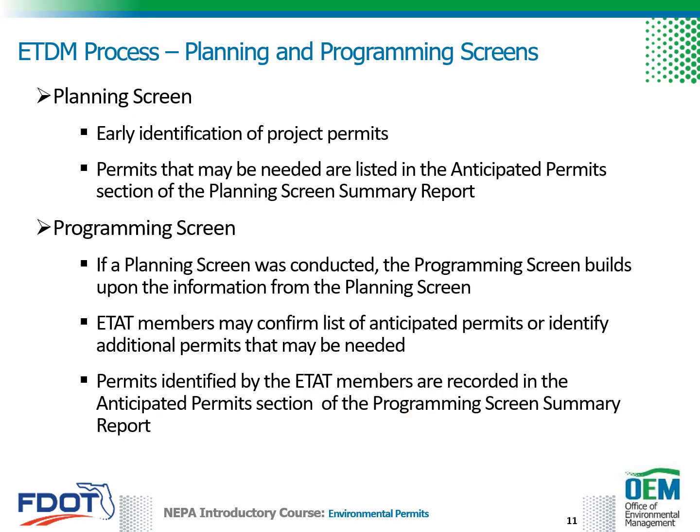The planning screen generates documentation and support information that facilitates the identification of permits anticipated to be needed. A list of anticipated permits can be found within the Anticipated Permits section of the planning screen. If a planning screen was conducted, the programming screen builds upon the information from the planning screen. ETAT members may confirm a list of anticipated permits from the PED or identify additional permits that may be needed. Permits identified by the ETAT members are recorded in the Anticipated Permits section of the programming screen summary report.